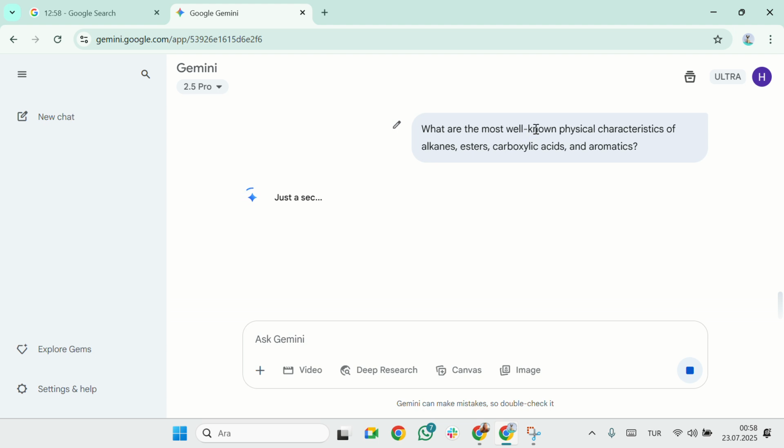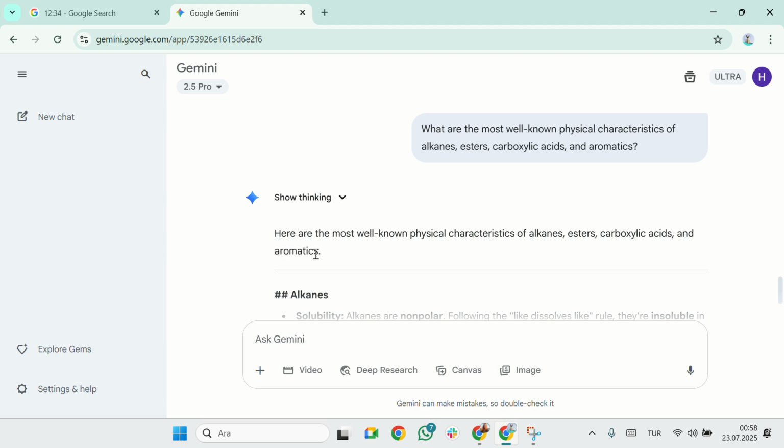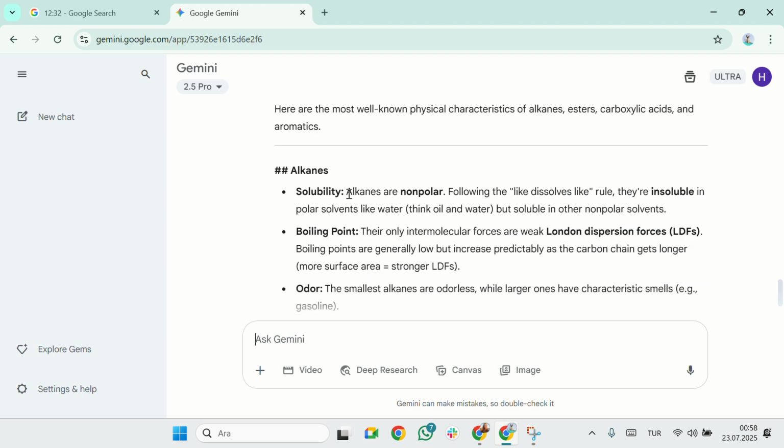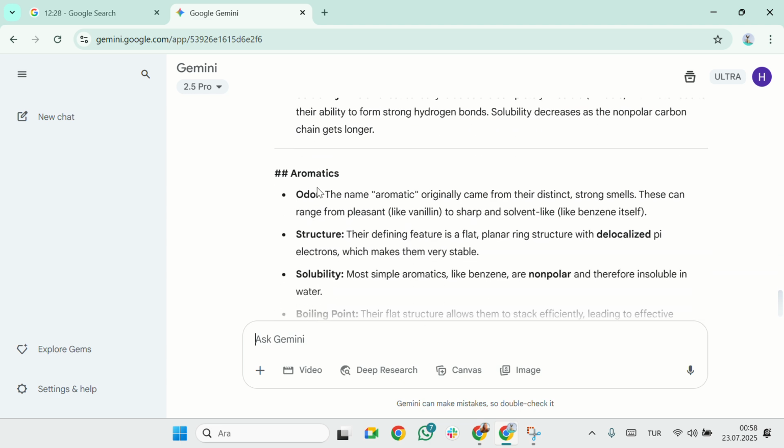What are the most well-known physical characteristics of alkanes, esters, carboxylic acids, and aromatics? Okay, let's see. I'll try to finish all the questions in 15 minutes. If you do not finish them all, move on to the next section anyway. Solubility, boiling point, odors, aromatics.